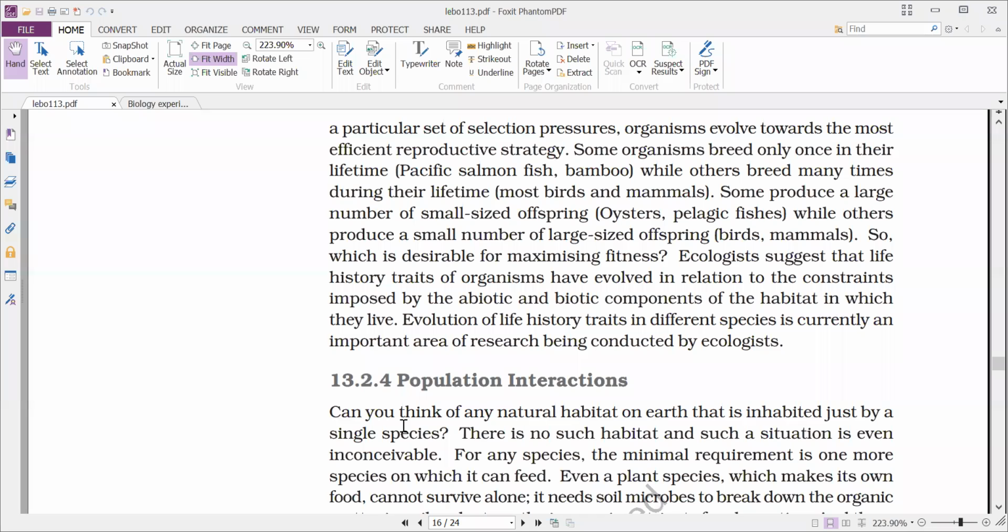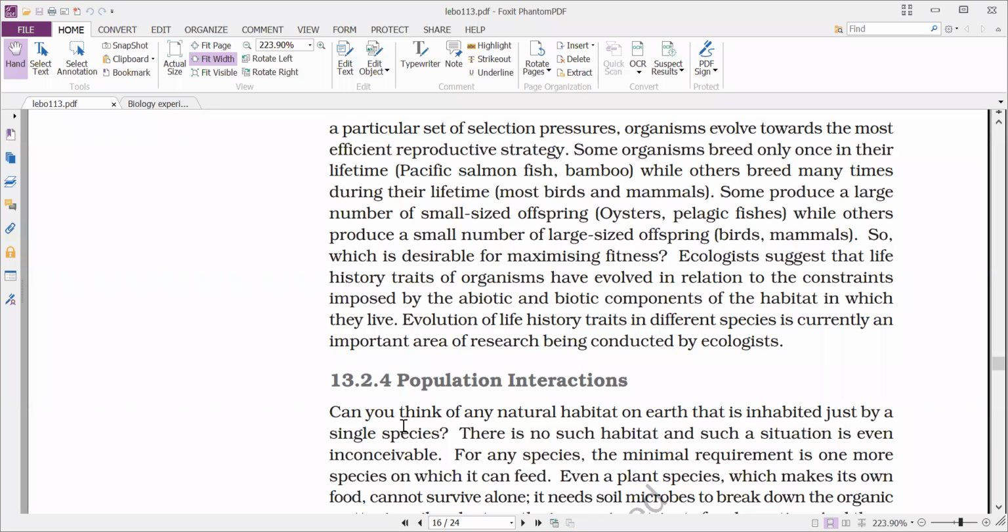Scorpion, sir. Scorpion, ma'am. Scorpion will breed many times, no problem.